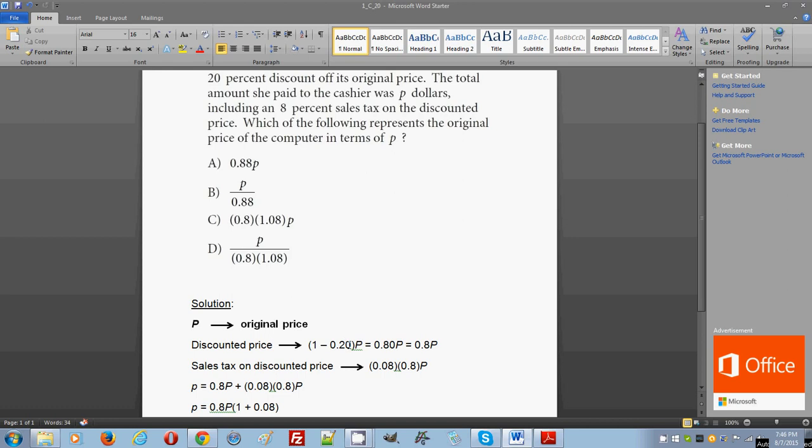So the same thing here. In the discounted price, we divided 20 by 100 to get 0.20. And 80% pertains to 80 divided by 100, which gives you 0.8. The 8% sales tax is 8 divided by 100, which gives you 0.08, and that should be multiplied to the discounted price.